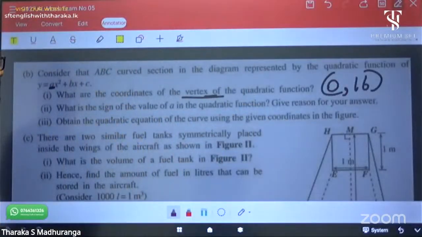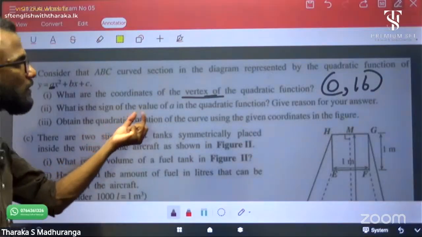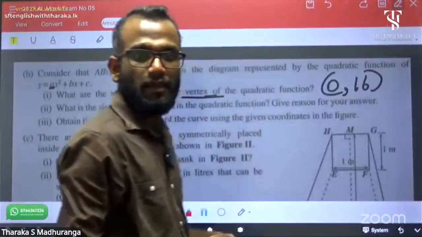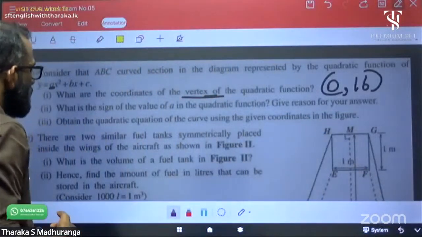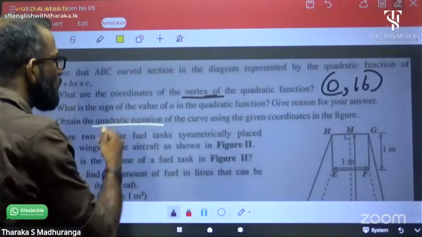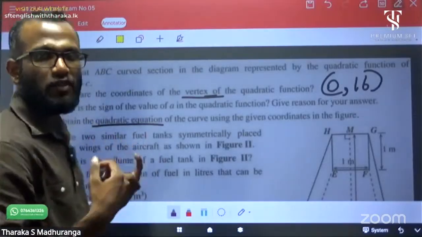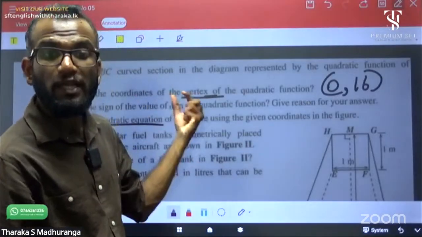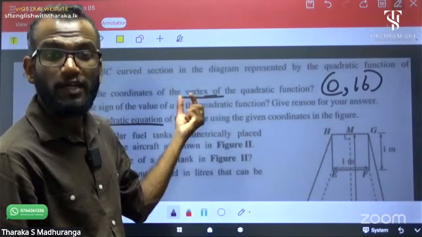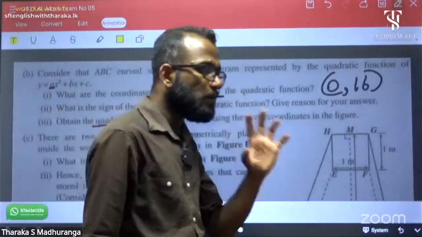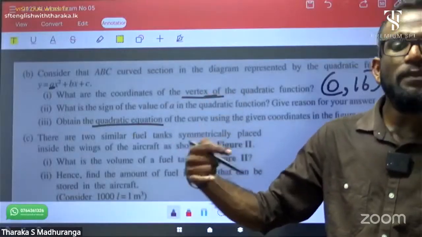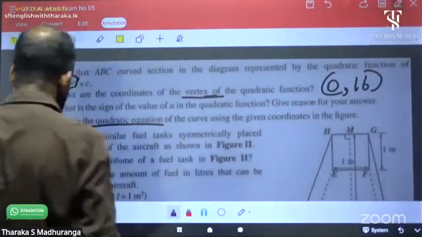Very simple. Obtain the quadratic equation of the curve using the given coordinates in the figure. It's a very simple question. Obtain the quadratic equation. Quadratic equation means y equals ax squared plus bx plus c, the equation of the particular curve. This is a common equation. The question asks for the quadratic equation for the particular curve, the particular coordinates.